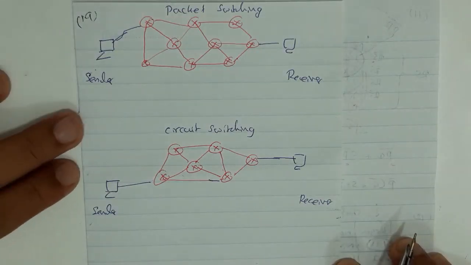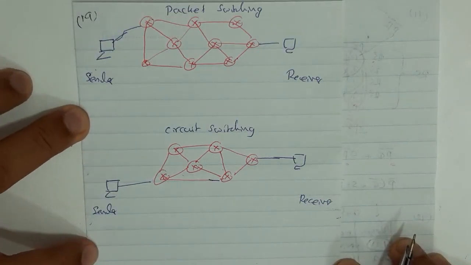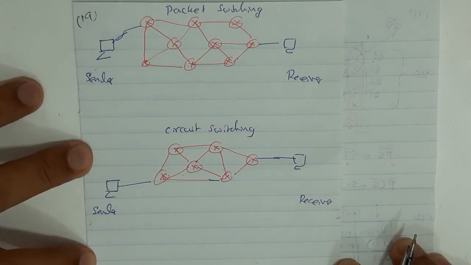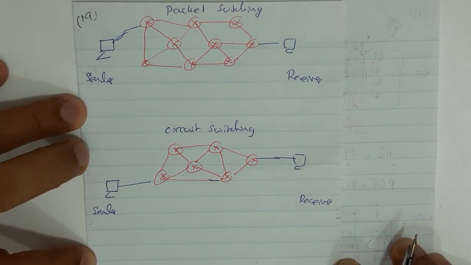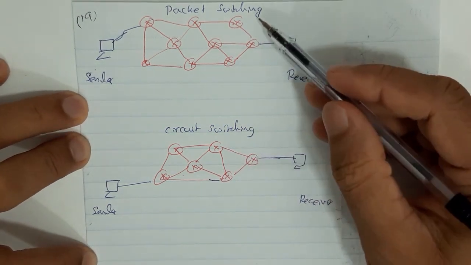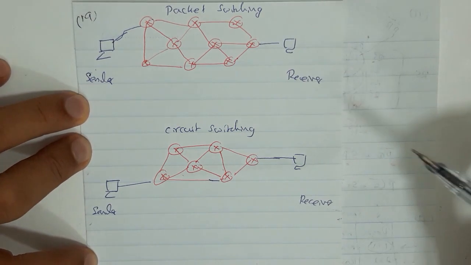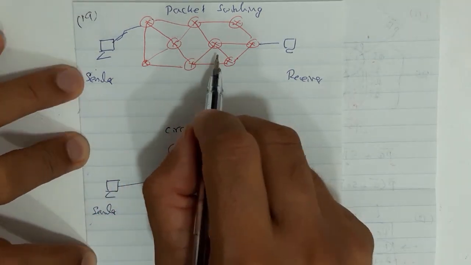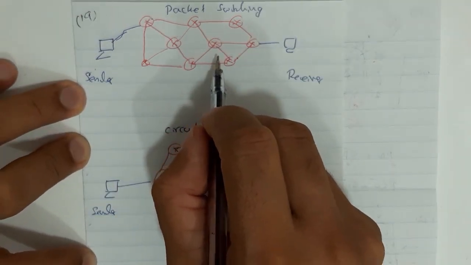Question number 19. The question is regarding the network section. Which of the following statements are correct regarding data communication? The statement is related to packet switching and circuit switching. First of all, I may explain this packet and circuit switching situation. Normally, packet switching networks are used in digital situations.